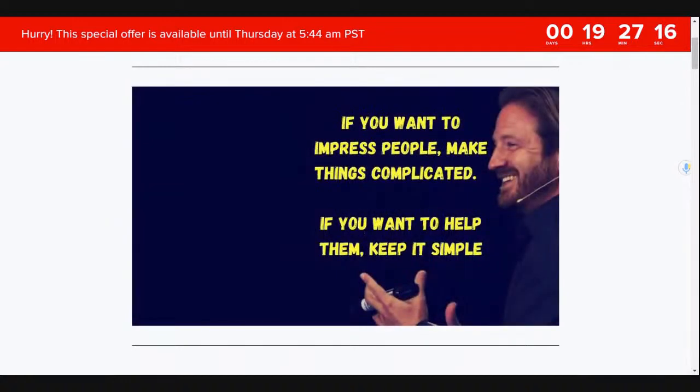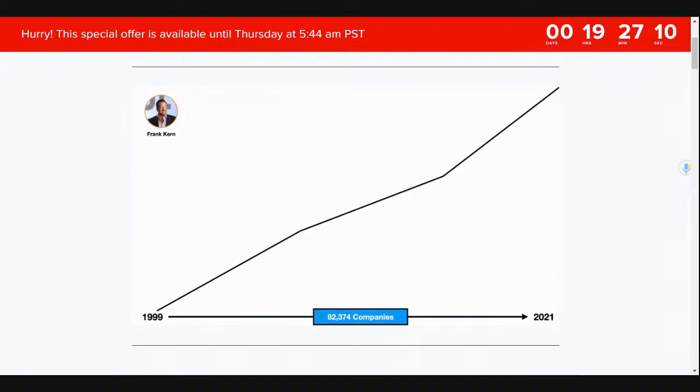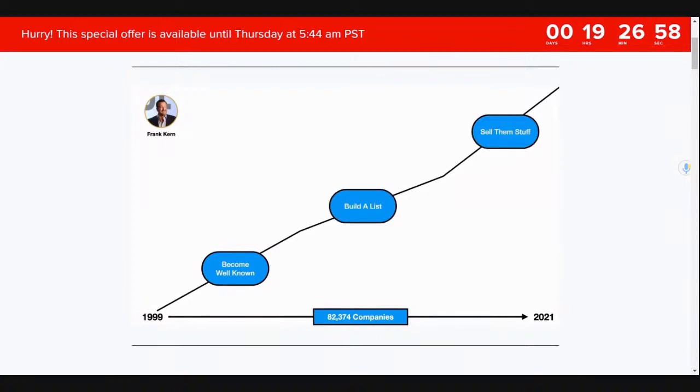The first concept that this is all based on is simplicity. Over the past 22 years now, I have helped over 82,374 customers basically do three things, which is to become well-known, build a list, and then sell them stuff, meaning sell the list a lot of things. And that's what the Core 4 really is about. It's just really doing those three things in the simplest way possible.